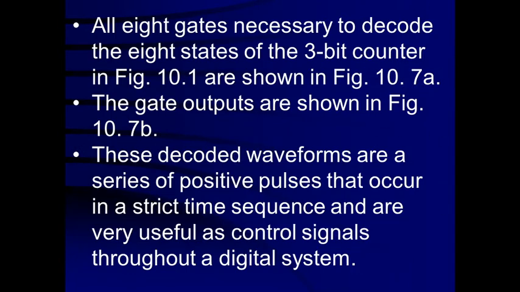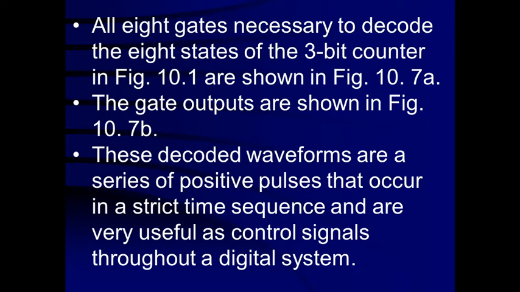All 8 gates necessary to decode the 8 states of the 3-bit ripple counter are shown in this figure. The gate outputs are shown in figure 7b. This decoded waveform is a series of positive pulses that occur in strict time sequence and are very useful as a control signal throughout the digital system. So, what is the use of the decoding gates?